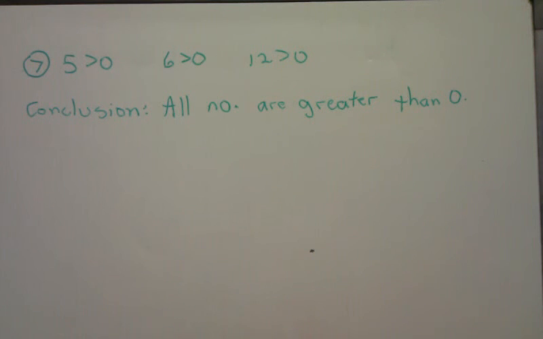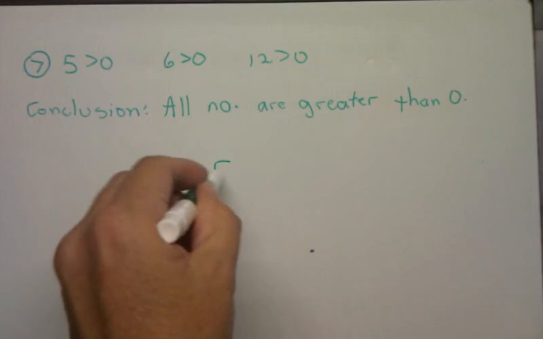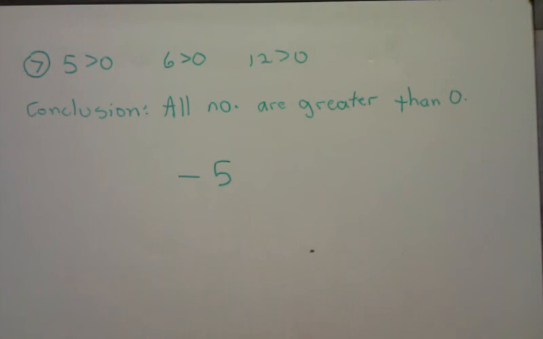Alright. Well, a counterexample, all you have to do is come up with a number that's not greater than 0, right? -5. Okay? Any negative number would have worked there. In fact, you could have even put 0, because 0 is not greater than 0, right? So even if you put 0 there, you would have been correct.